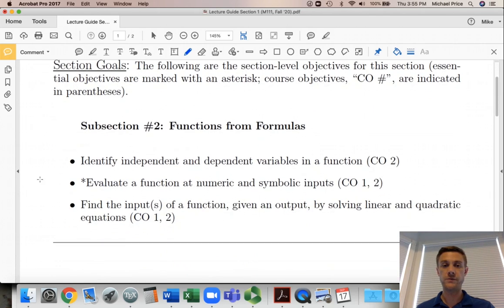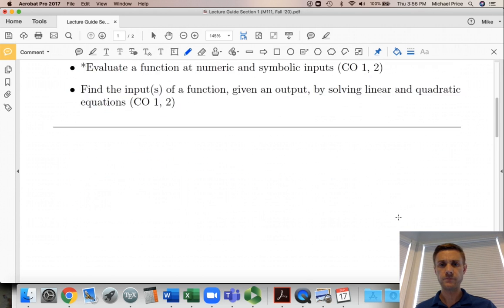Our learning objectives we're targeting today are the ability to identify independent and dependent variables. We have an essential objective of evaluating a function at a numeric and symbolic input, and to find an input of a function given an output, and probably what's involved in that is either solving a linear equation or maybe a quadratic equation, which were both part of our prerequisite objectives.